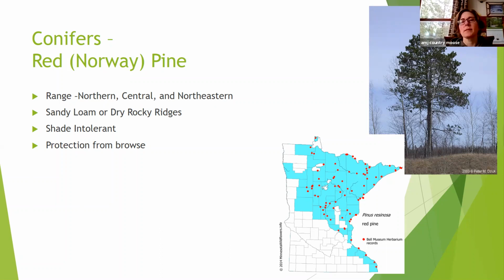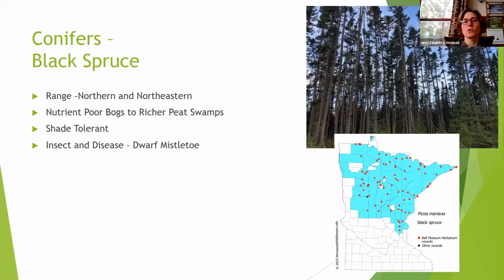So we'll move into our black spruce. This species isn't often planted. It's usually in the bogs, and so we'll do aerial seeding, but it also can be planted in the uplands. It's usually found in northern, northeastern Minnesota in our nutrient-poor bogs or our richer peat swamps. These seedlings are shade tolerant, and so if you walk into a thick conifer stand, you will commonly see the advanced regeneration in the understory, just hanging out, putting a little bit of growth on every year, waiting for the openings to occur.